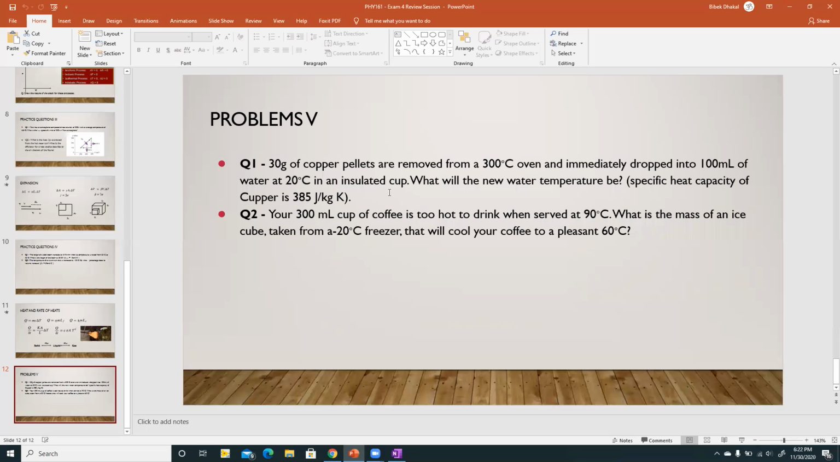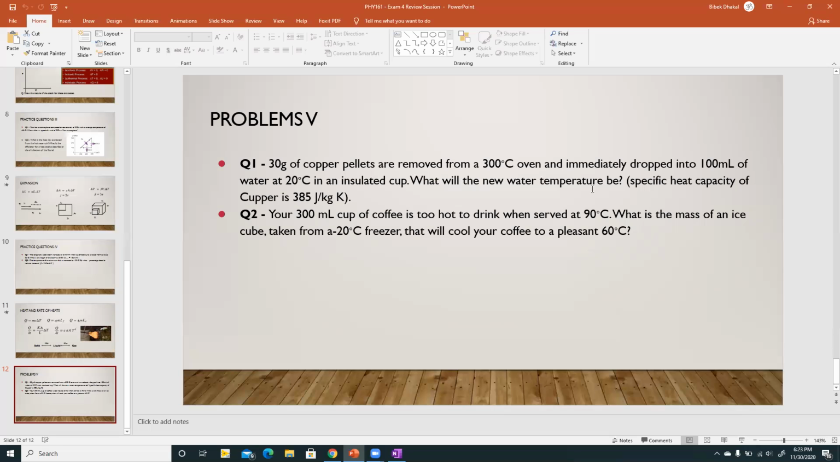So let's discuss how to solve this one problem. You have 30 grams of copper pellets that are removed from a 300 degrees centigrade oven, so they are very hot, and they were immediately dropped into 100 milliliters of water that was just at 20 degrees in an insulated cup. Insulated cup means that heat cannot be lost by that system into the environment.